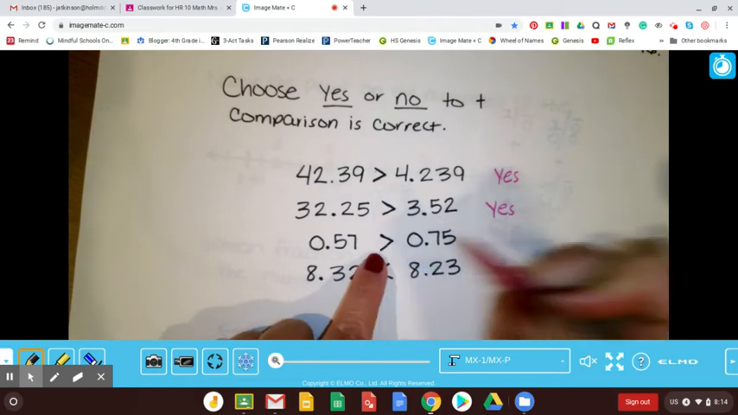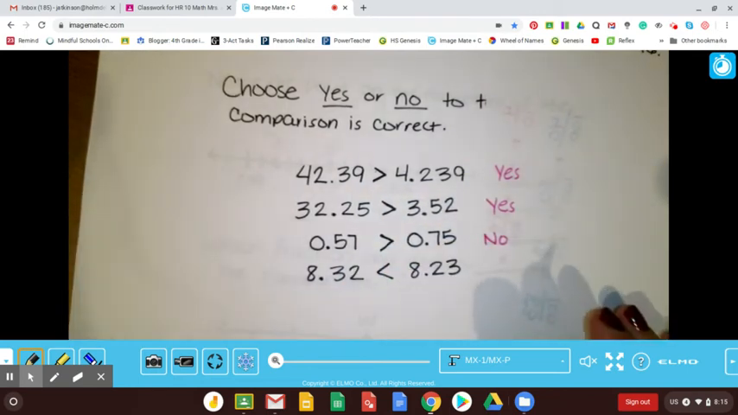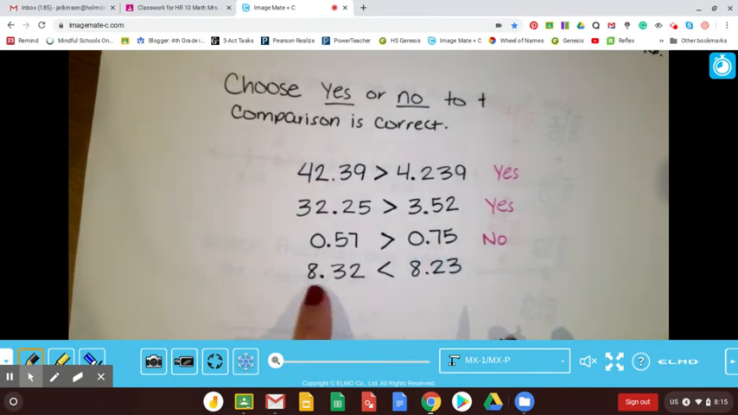So this guy is actually wrong. They're wrong about that. The sign should be facing the other way. The mouth should be eating the 75 hundredths. And let's try this next one.